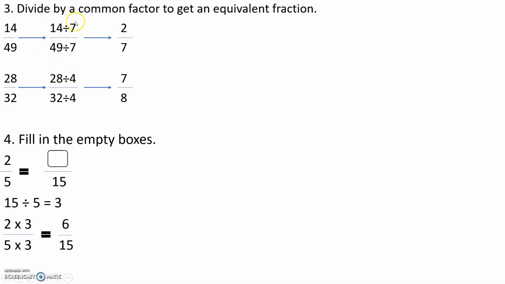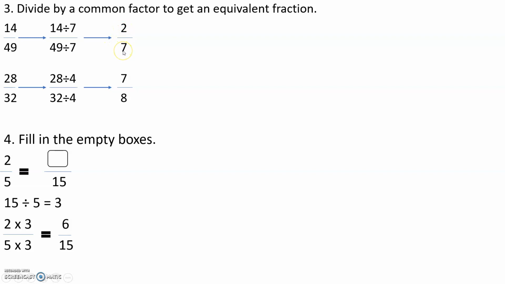Next, divide by a common factor to get an equivalent fraction. They have given 14 upon 49. Now this 14 upon 49 comes in which table? Yes, both numbers come in 7 ka table. So I divided by 7. So 7 2s are 14 and 7 7s are 49. So what is the answer here?